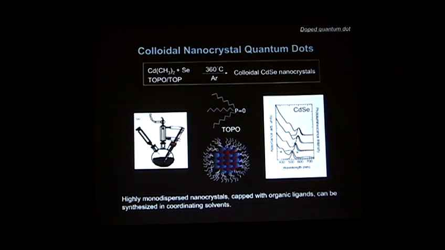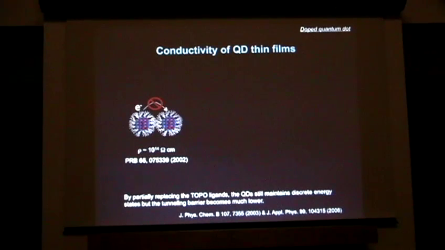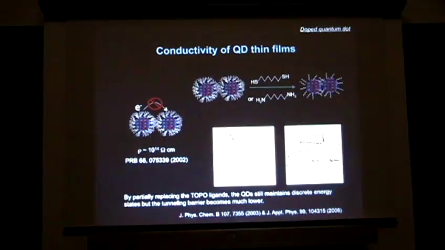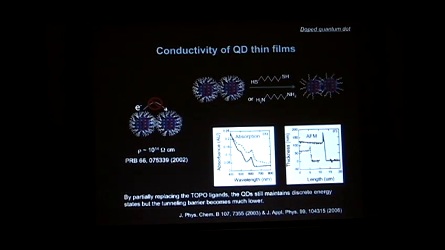Nanocrystals are usually kept with some organic ligands to prevent aggregation and to maintain solubility. However, those ligands also cause problems because they make the conductance very low. It makes the nanocrystal thin films very insulating. The resistivity is reported to be 10 to the 14 ohm centimeter. So you can make it more conductive by taking away some of those ligands and replacing them with shorter ones.